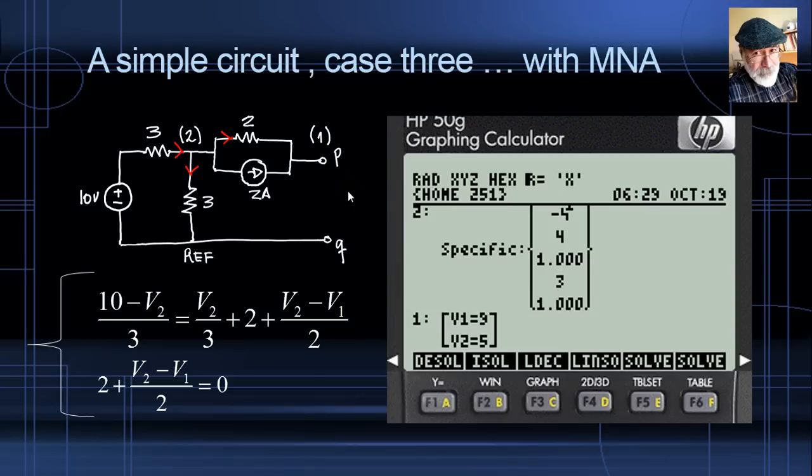The point here is that you can solve this circuit faster with a thorough understanding of circuit analysis. But if you freeze, you can always recur to MNA to find a solution.